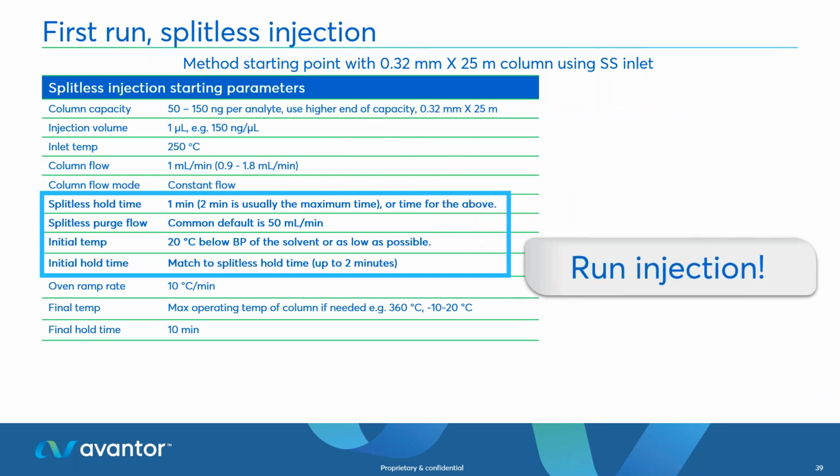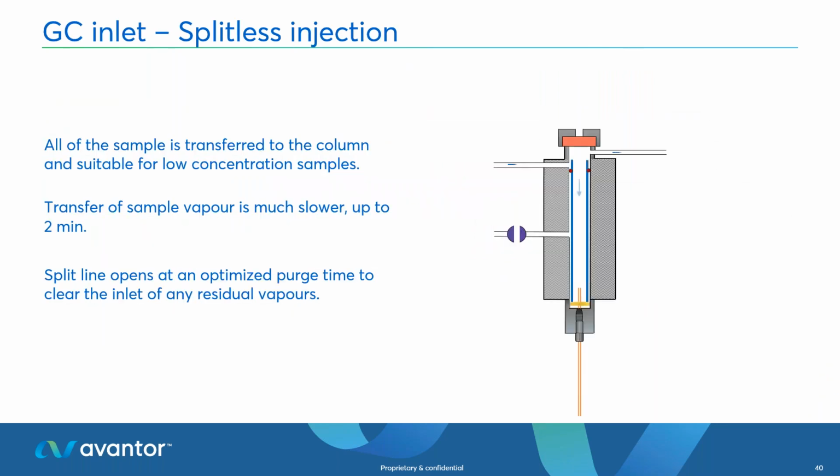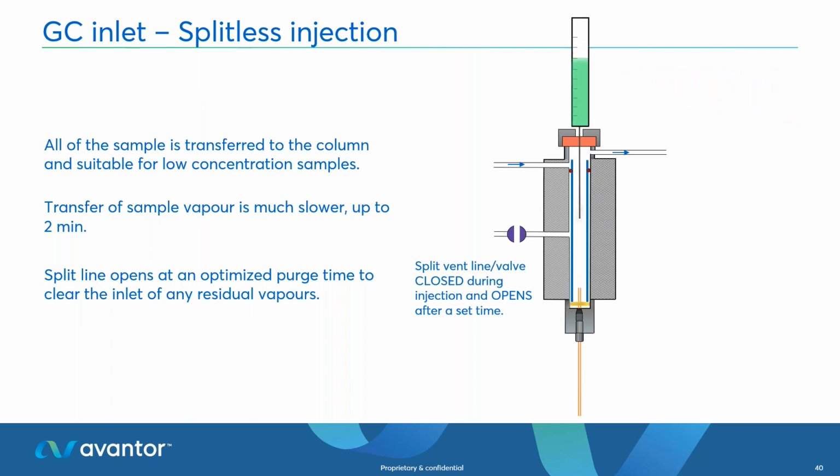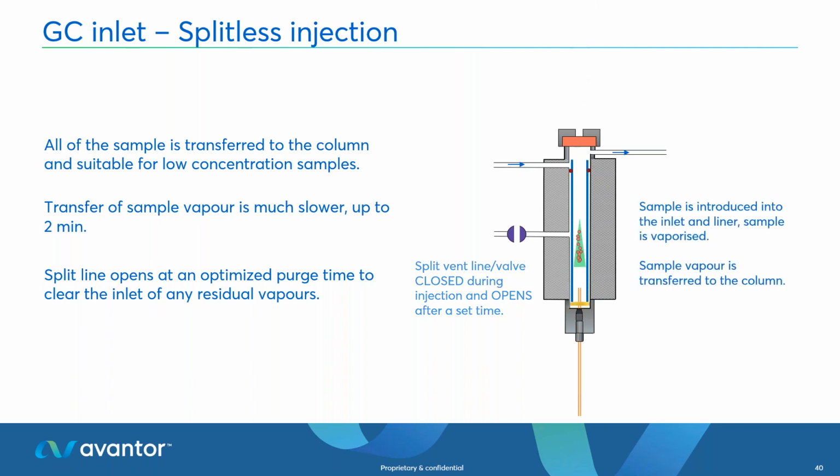So let's run an injection. So again, you can see that the split vent, the purple vent, is closed. So this is for low concentration samples where we need pretty much all of the sample to be injected onto the column. And then when the split vent opens, this is an optimized time after the sample's been transferred efficiently. And this is where it's a bit more of a tedious injection, just because we need to not have that hold time too short or too long.